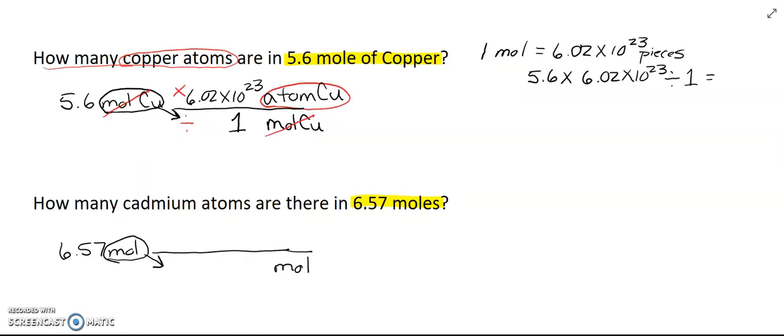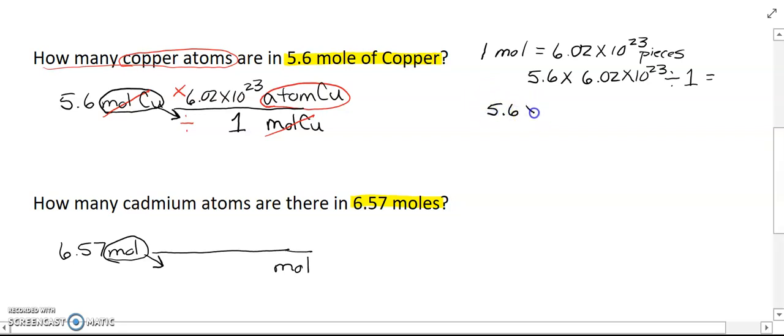So when I switch back over to this page, I am going to take 5.6. I'm going to take it times 6.02. Now on my scientific calculator, I have to hit a second key, and my button is, instead of EXP, it's going to be EE. Either button works exactly the same way, it just depends on your brand of calculator.